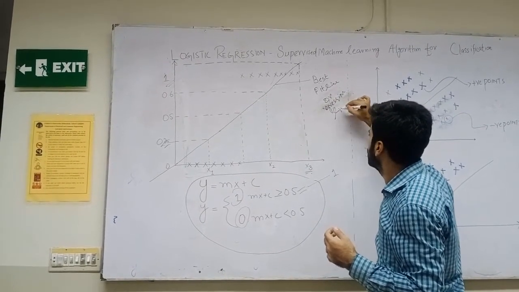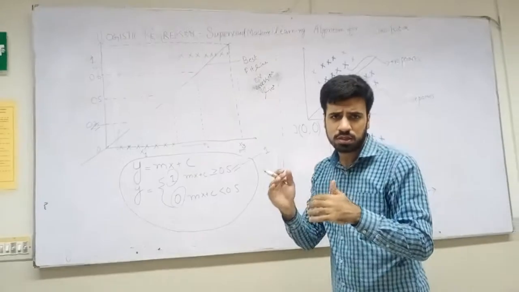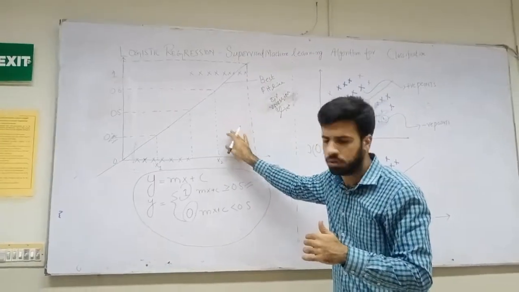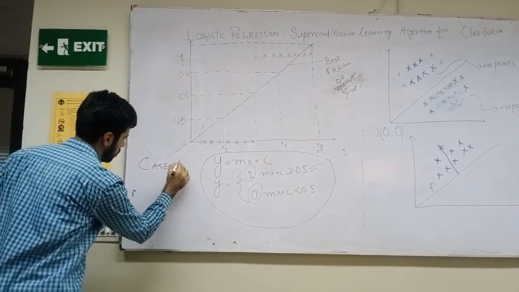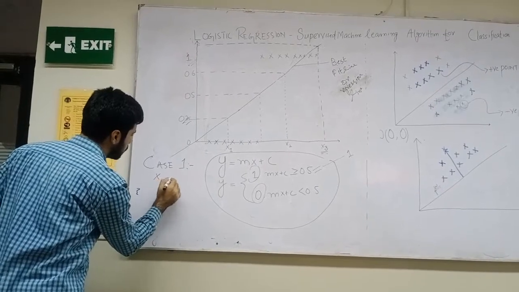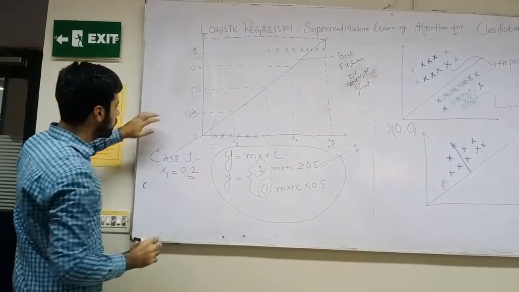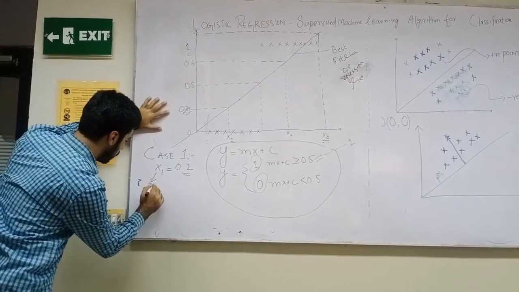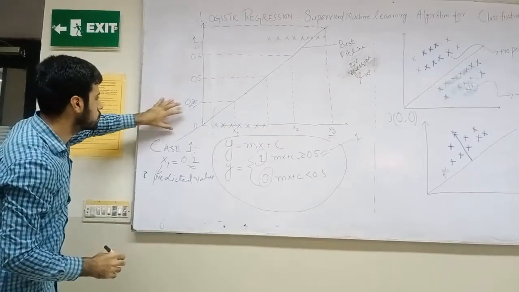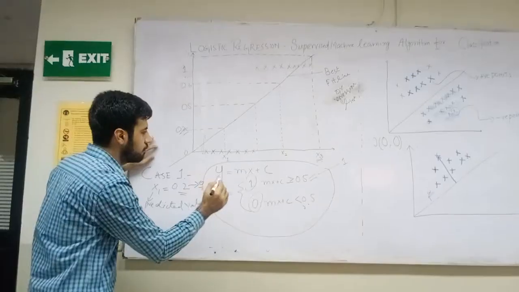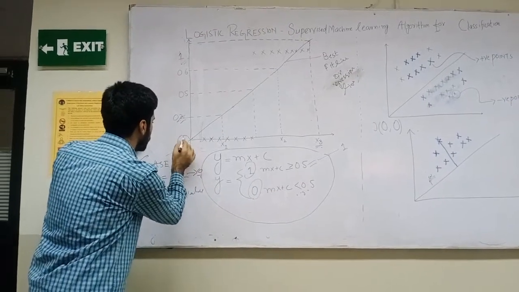Regression line. Now let us take 4 cases and see for all those 4 cases whether linear regression works or not. So for example, I take case number 1. For example, my predicted value x1 comes to be 0.2. Which class does it belong to? We have defined that if my predicted value is less than 0.5, it belongs to class 0. So it belongs to class 0.